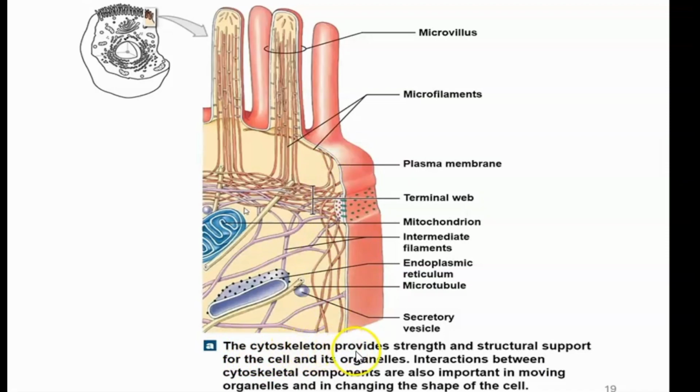This is the cytoskeleton, providing strength and structural support for the cells and their organelles. Both the cell itself and the organelles in the cell are able to interact between themselves through the help of this cytoskeletal component. So the cell is able to change shape, the organelles within the cell are able to change shape, even the cell itself is able to change shape, to maintain strength, and to maintain shape through the function of this cytoskeleton.